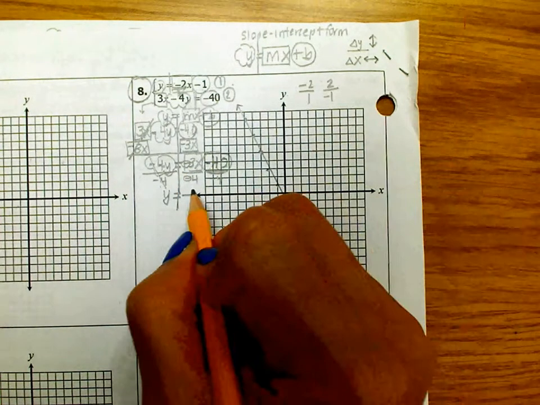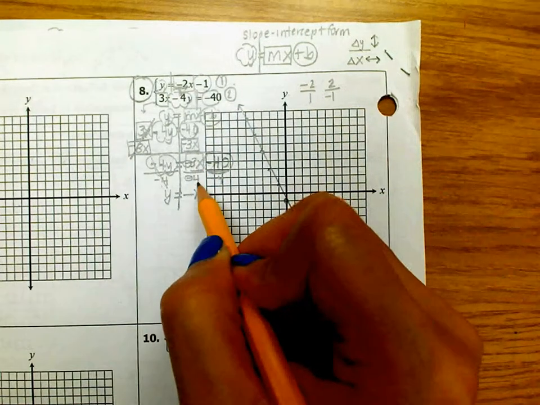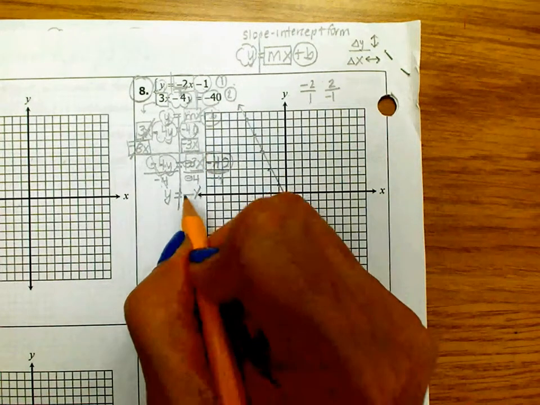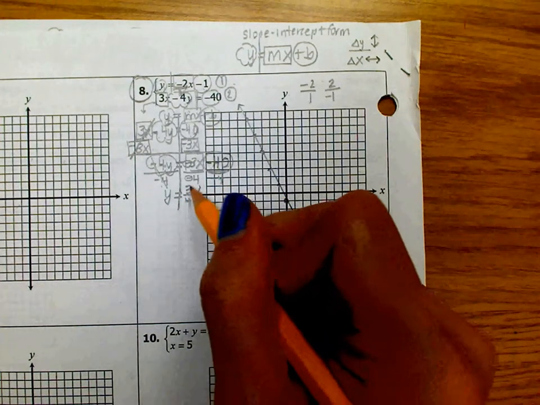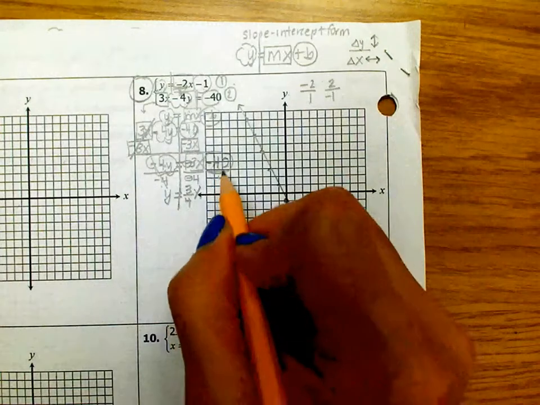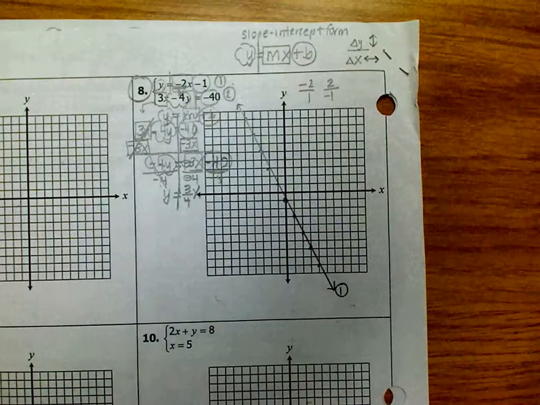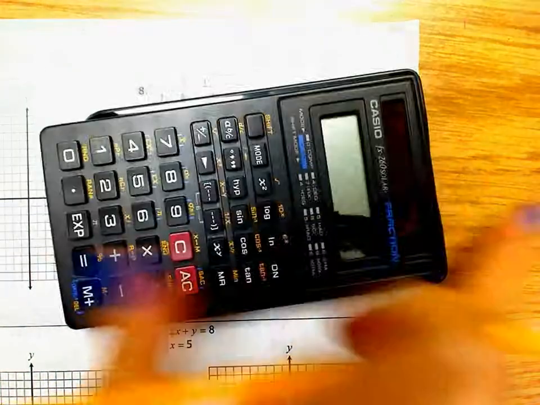Put an x next to it. Now 3 and 4, they cannot be simplified, so you just write 3 and 4. Don't change it to a decimal because we need this to plot additional points. And then -40 divided by -4. So that one is divisible.